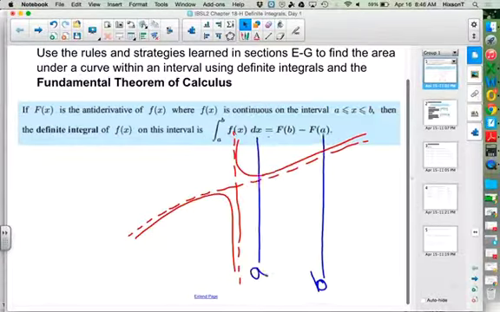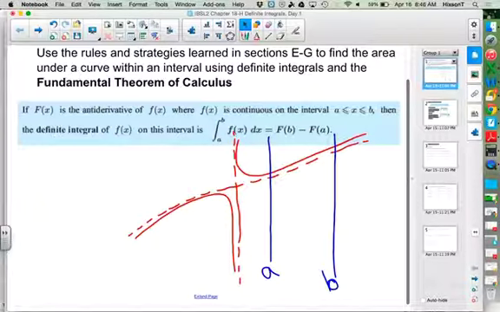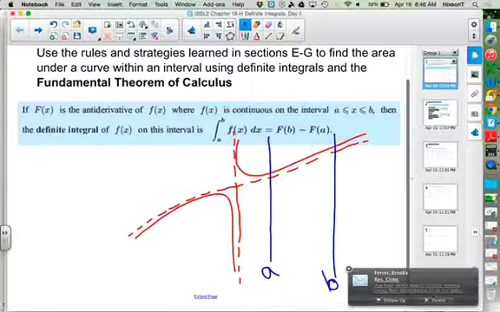However, if a and b are there, we can do the integral, okay, because it's continuous over the interval. All right? Great question.